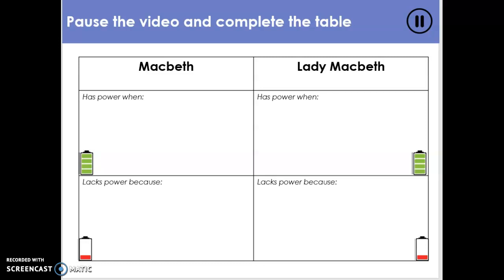When does Macbeth have power? What does he do? At what moments in the play could we say Macbeth has a lot of power? And same for Lady Macbeth. And then opposite to that, when do they lack power? At what moments in the play would you say Macbeth has very little power or becomes powerless due to his own choices? And then the same for Lady Macbeth. So please pause the video, spend 10 minutes filling in the table.